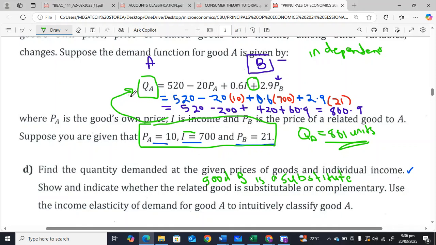Yes, Kylie, in this case we've just been given one demand equation. If we were given two, they would have indicated to find the equilibrium price and equilibrium quantity. But here you're just dealing with one equation.